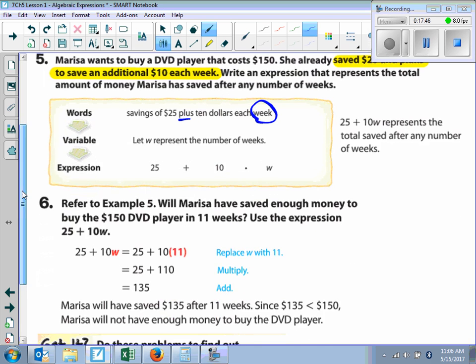So example 6 is using the expression that we have in example 5. It says, will Marissa have enough money to buy the $150 DVD player in 11 weeks? So here, now we're going to evaluate when W is equal to 11. So now we're going to substitute 11 in for the number of weeks, and then we're going to simplify. So 25 plus 10 times 11, that's going to give us 135. So will she have enough money? No, she will not have enough money. She needs to save some more, right?